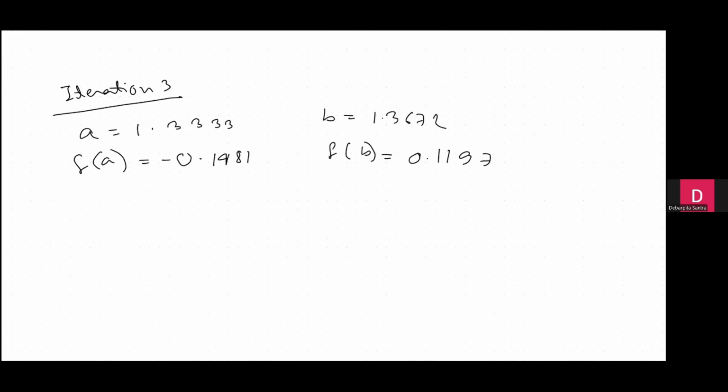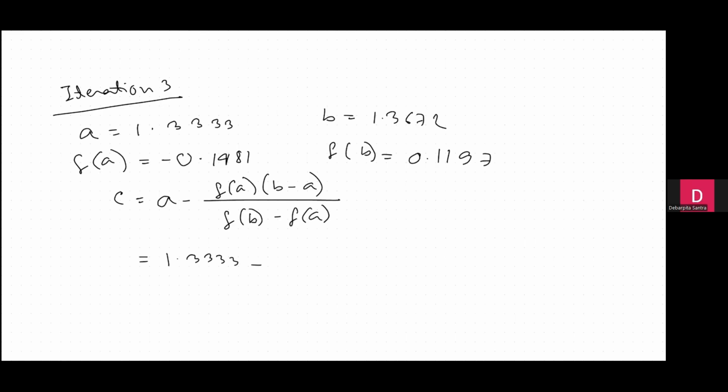So we now calculate our new C, which is equal to A minus f of A into B minus A divided by f of B minus f of A. Okay. So A means our 1.3333 minus f of A means it is minus 0.1481 into B minus A. B means 1.3672 minus 1.3333.